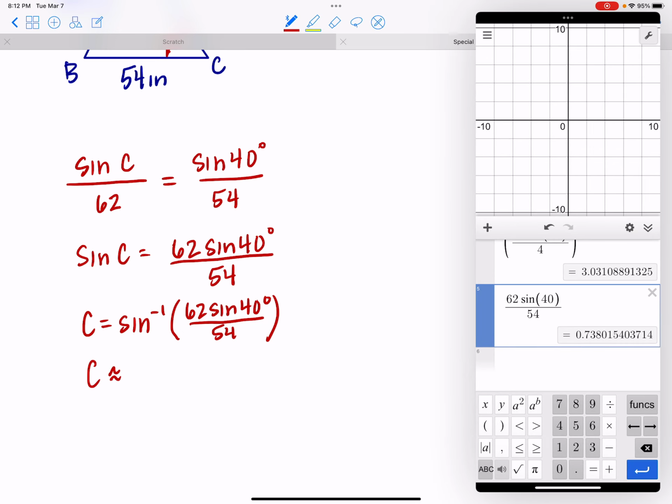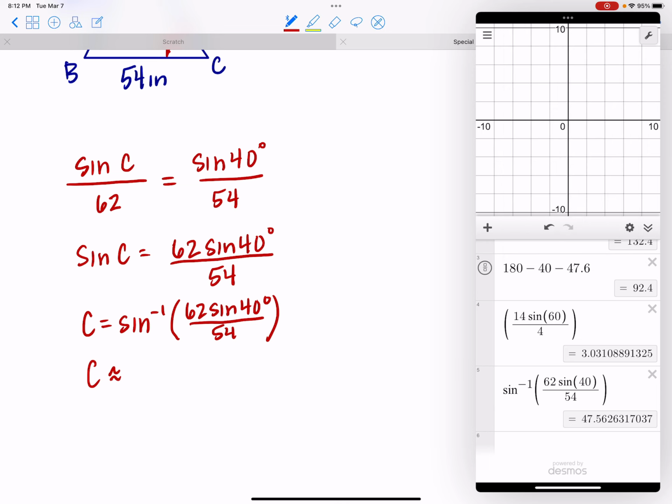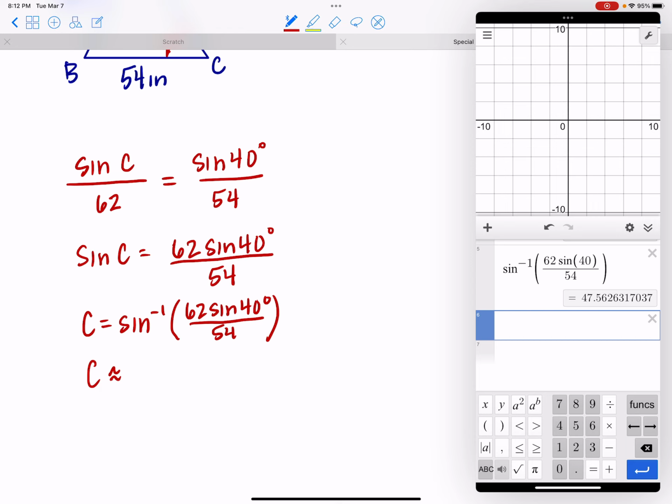So now I go back to my calculator, and I already typed this in, so let me just move my cursor to the front and say, find the inverse sine of that thing. And make sure again that your calculator is in degree mode, not radian mode. Okay? So it says our angle is going to be about, let's call this 47.6 degrees.